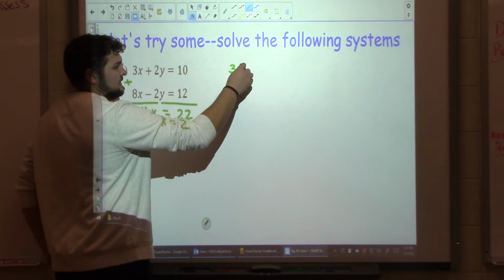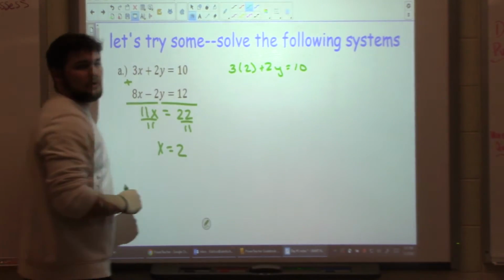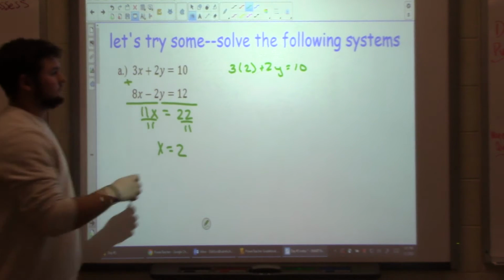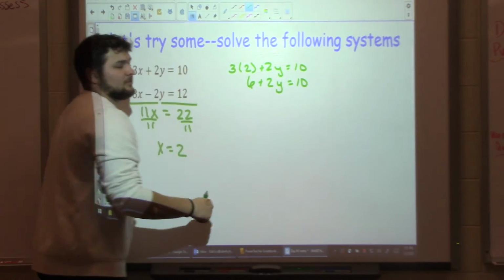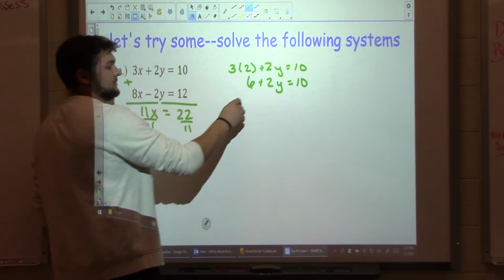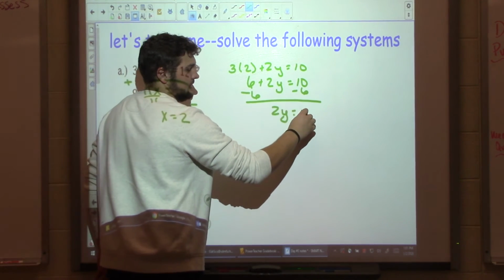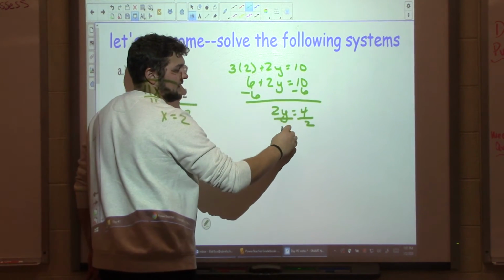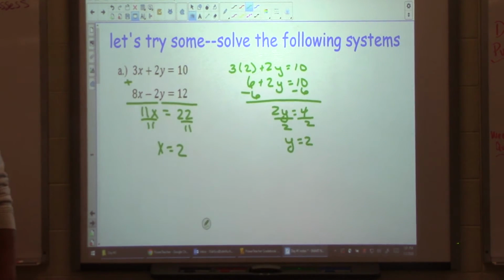So 3 times 2 plus 2y equals 10. Well, that's going to give me 6 plus 2y equals 10. And from there, it's just solving for y. It's subtracting 6. It's dividing by 2. Right? 2y equals 4. I divide by 2. I get y equals 2. Just put a box around the two of them. X equals 2, y equals 2.